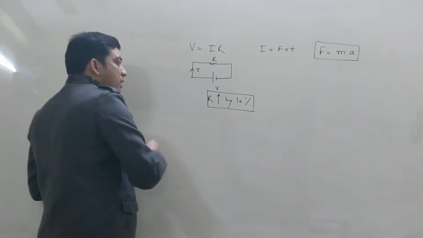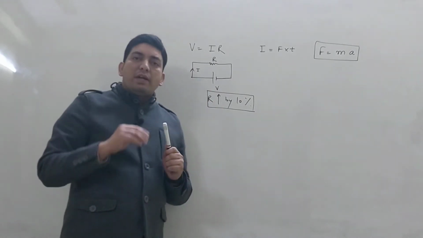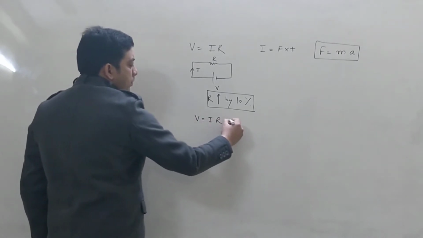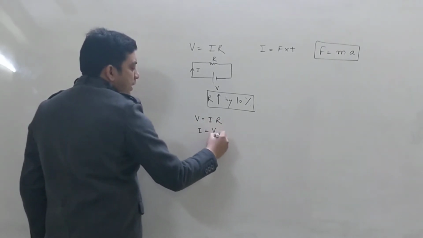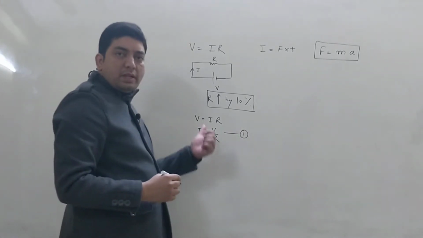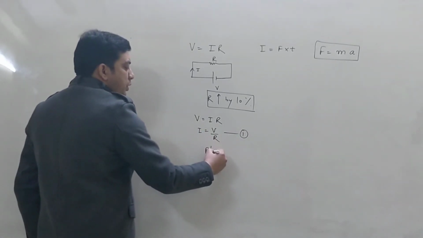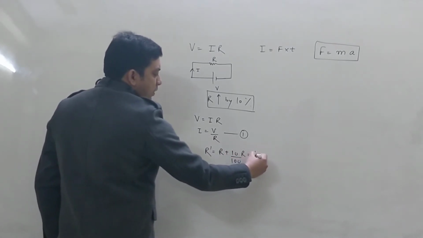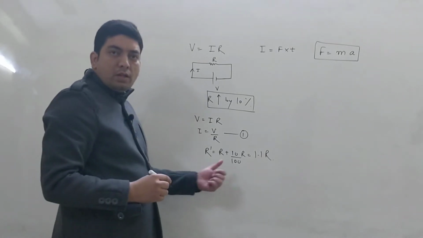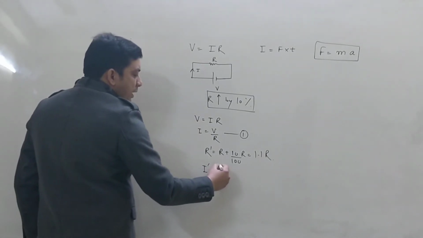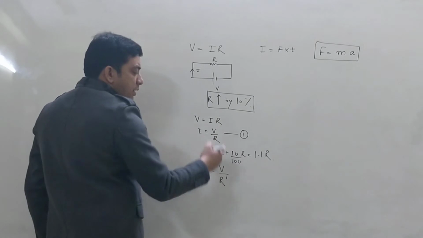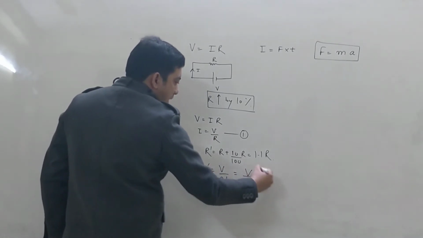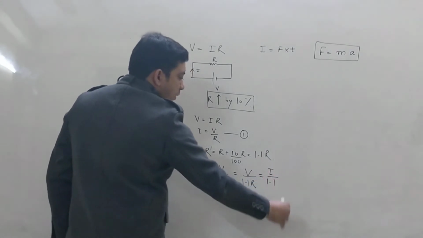So let's start solving this question in a basic way, in a process. We know that V is equal to IR, so current is V by R. Now suppose the resistance is increased by 10%. So the new resistance will be R plus 10% of R, and that would be 1.1 R. Now the new current will be given by V by R dash, because the potential remains the same. So V upon R dash is V upon 1.1 R, which can be written as I upon 1.1.